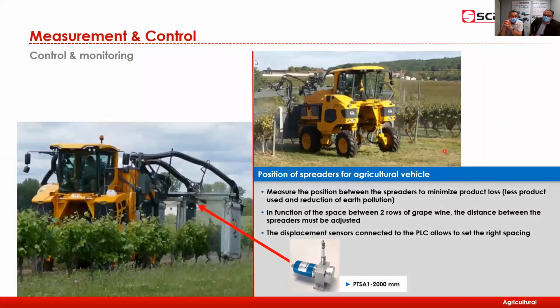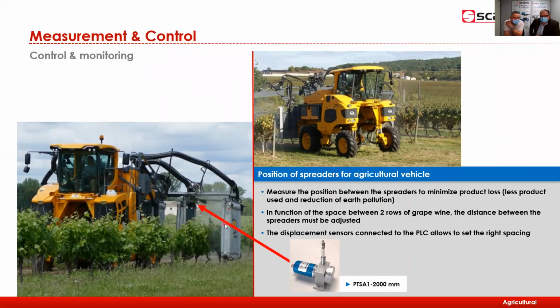What about agriculture applications? So agriculture. It's important now for us, pollution. So we need to reduce the products that we spray on this, and to be sure that we waste less product.